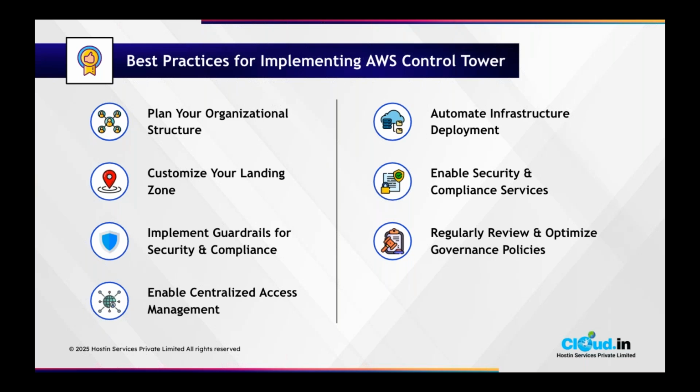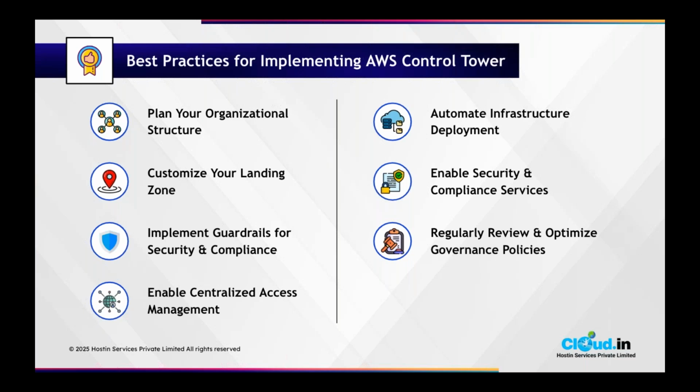Then the third is implement guardrails for security and compliance. AWS Control Tower comes with two types of guardrails. The first is preventive guardrails and the second is detective guardrails. Basically, preventive guardrails block risky actions like making an S3 bucket public. And the second one, detective guardrails, monitor compliance and alert if something violates security policies.